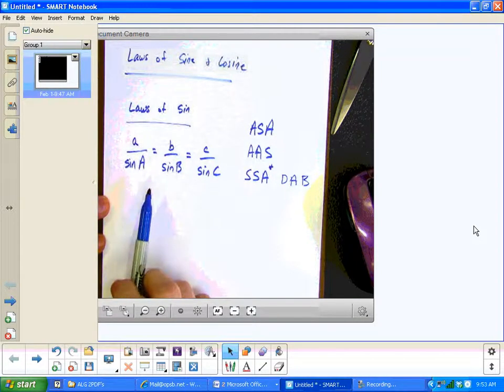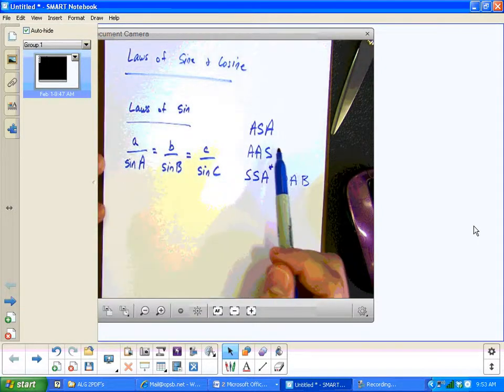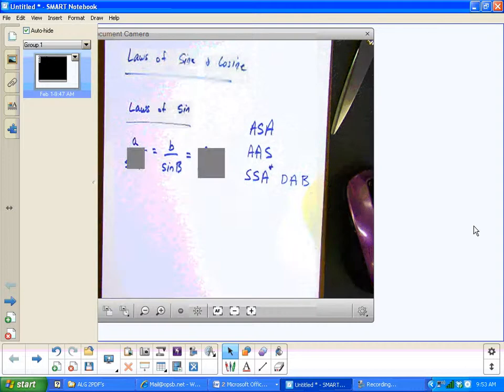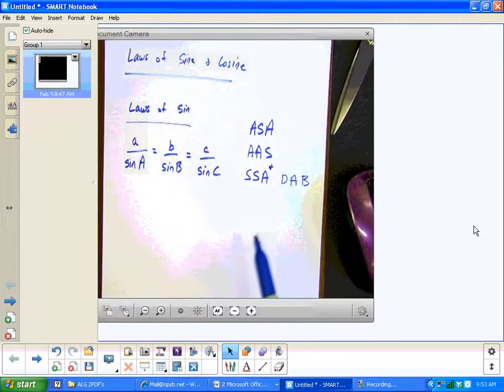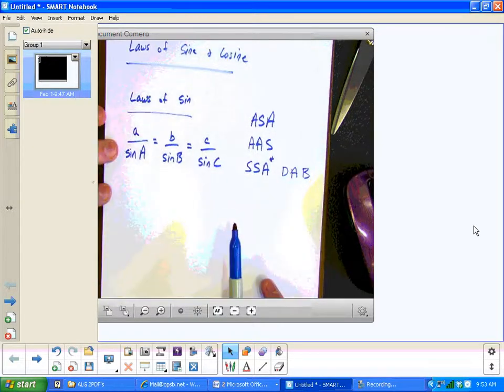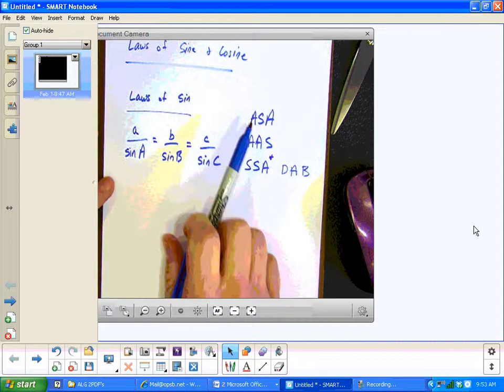All right, now let's look at an example. Okay, yeah, somebody finally got it. All right, they still don't get it. Read it backwards.